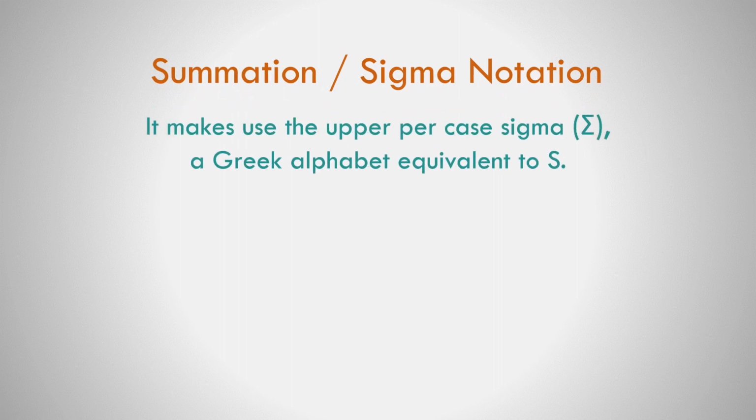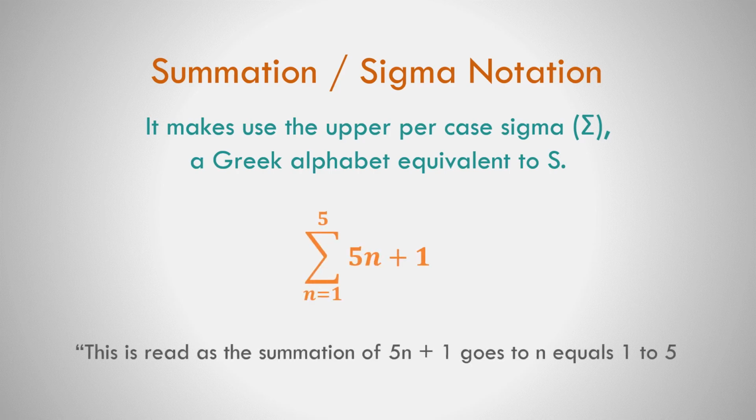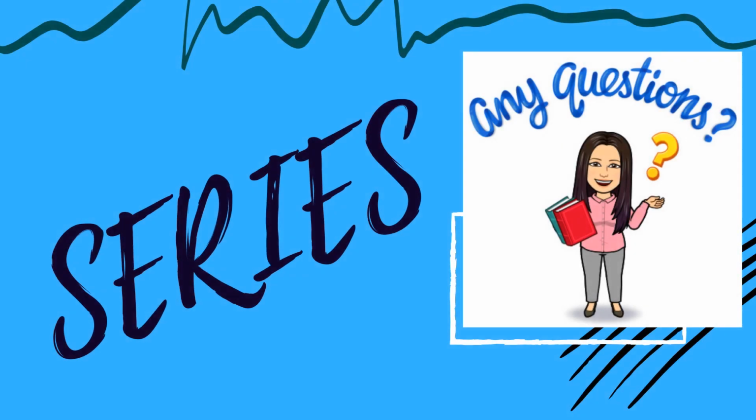Summation or sigma notation makes use of the uppercase sigma, a Greek alphabet equivalent to S. Example, summation of 5n plus 1, n equals 1 to 5. Any question about series? I hope you learn a lot.